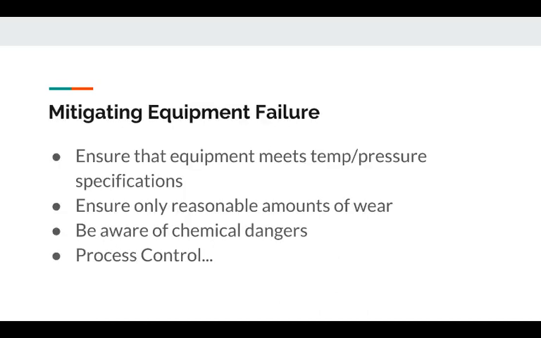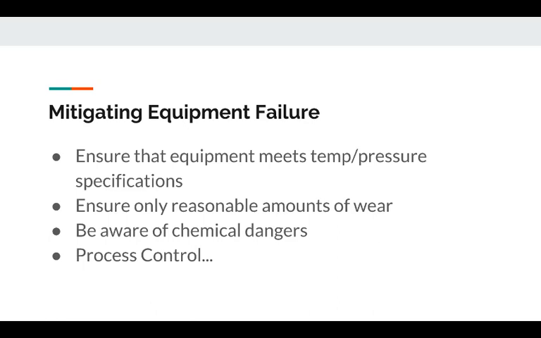In terms of mitigating these failures, we've already kind of addressed this, but make sure that equipment meets the proper specifications, that it shows only reasonable amounts of wear, and you're constantly monitoring it to make sure that it is still within its proper safety specifications. And be aware of chemical dangers.